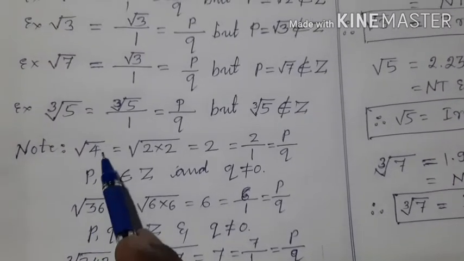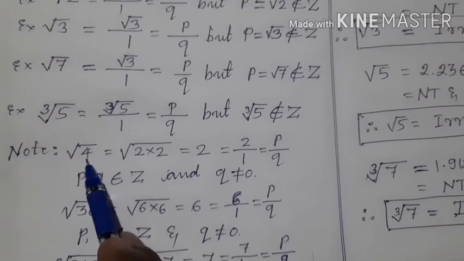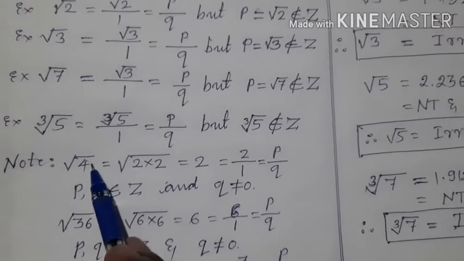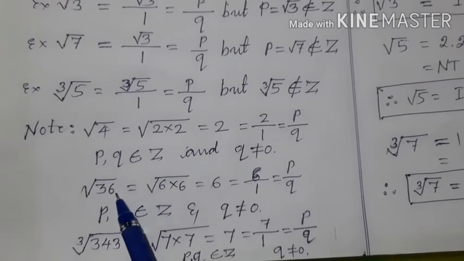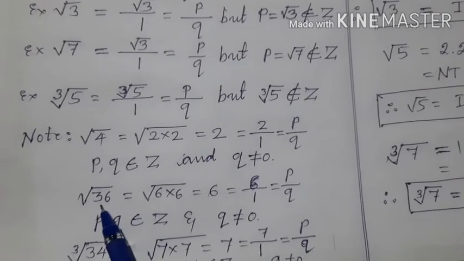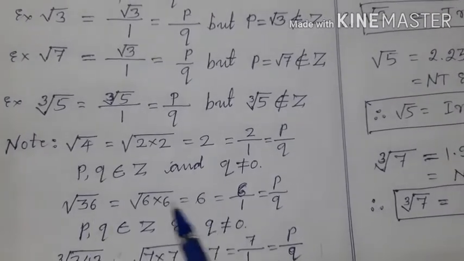Here under the square root mark, the number 4 is a perfect square. That is why square root of 4 is not irrational, it is rational. But square root of 36, 36 is also a perfect square and its square root is 6.